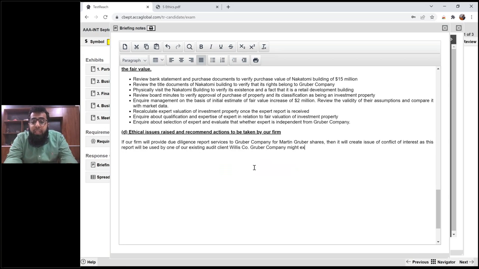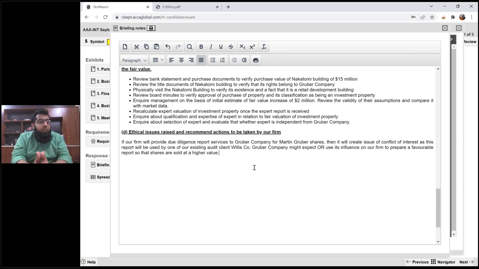Gruber company might expect or use its influence on our firm to prepare a favorable report, so that shares are sold at a higher value. First of all, it can create a situation of conflict of interest. Why will it create a situation of conflict of interest?